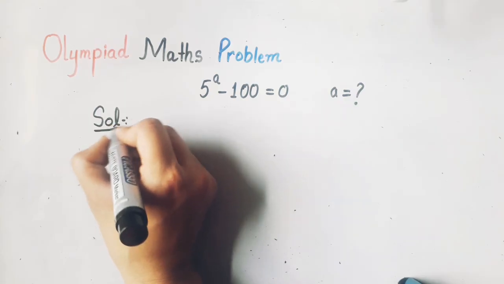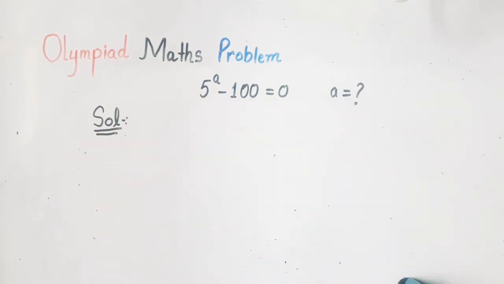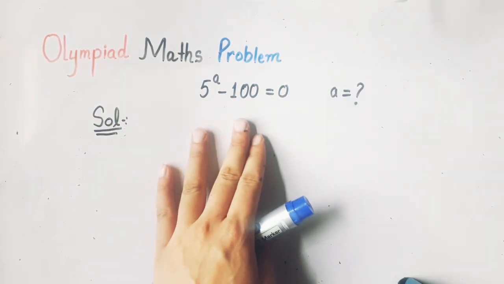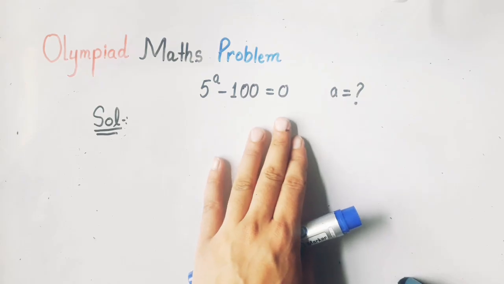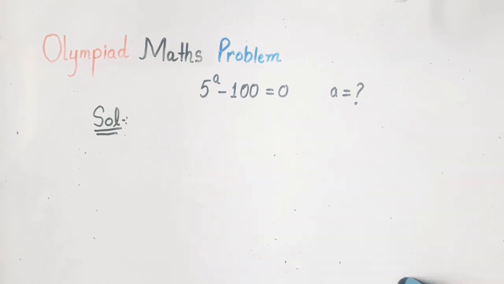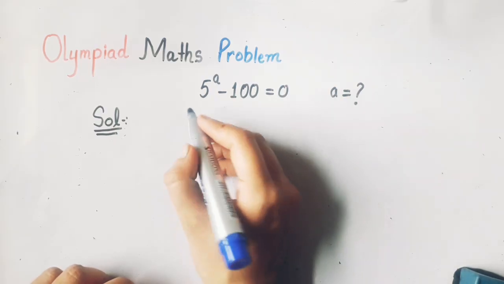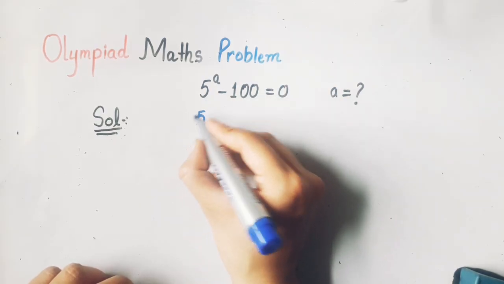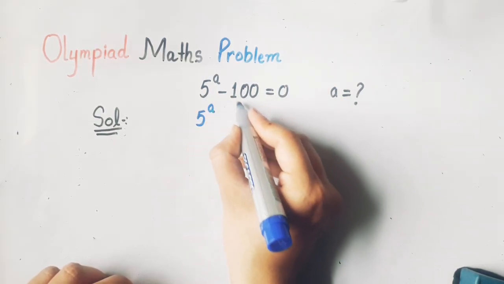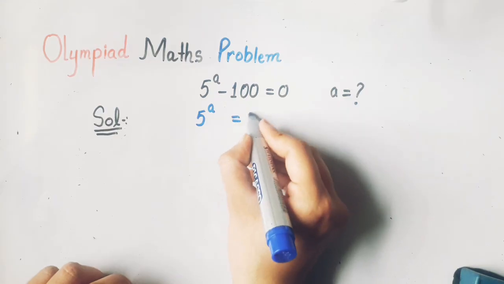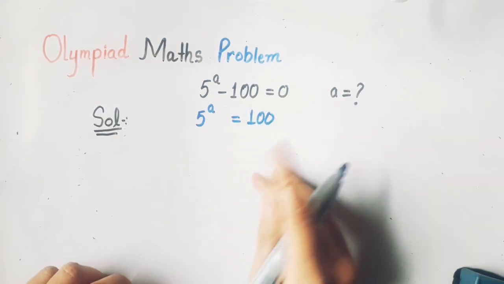In today's video we will solve a very interesting problem, that is 5 raised to power a minus 100 equals 0. You have to find the value of a. So we will start solving this question. First of all we will write 5 raised to power a, and minus 100 goes to this side and it will become positive 100.